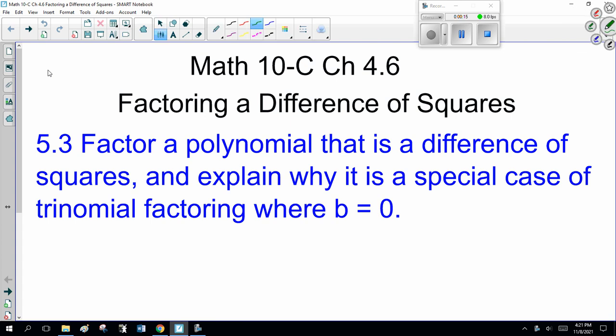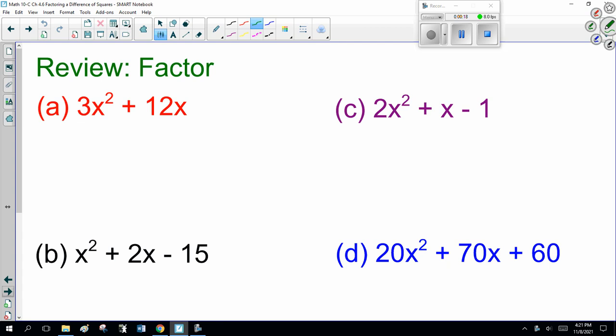Now we just did a couple of horrible lessons where I asked you to factor stuff. Now, let's do some review. 3x squared plus 12x. What's common to both terms? Well, a 3 and an x. So 3x is the biggest thing I can factor out of both terms. So this is 3x bracket x plus 4.